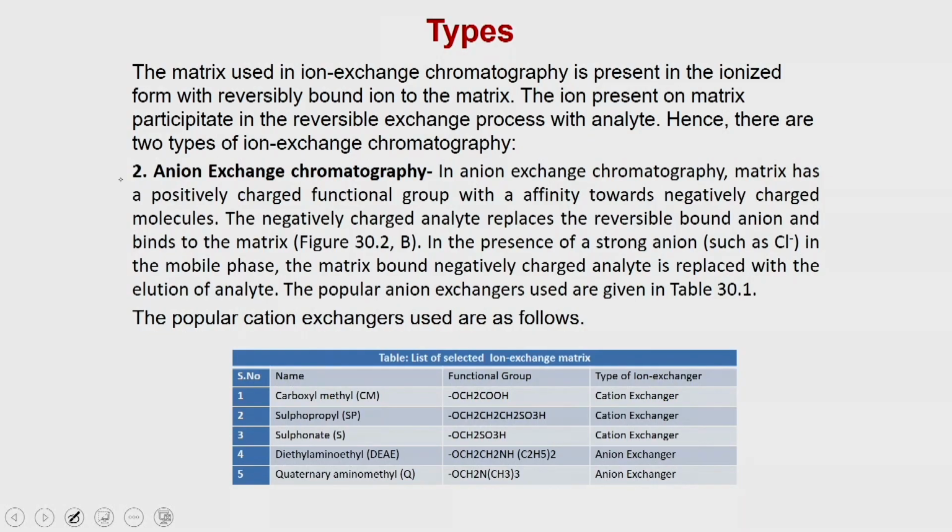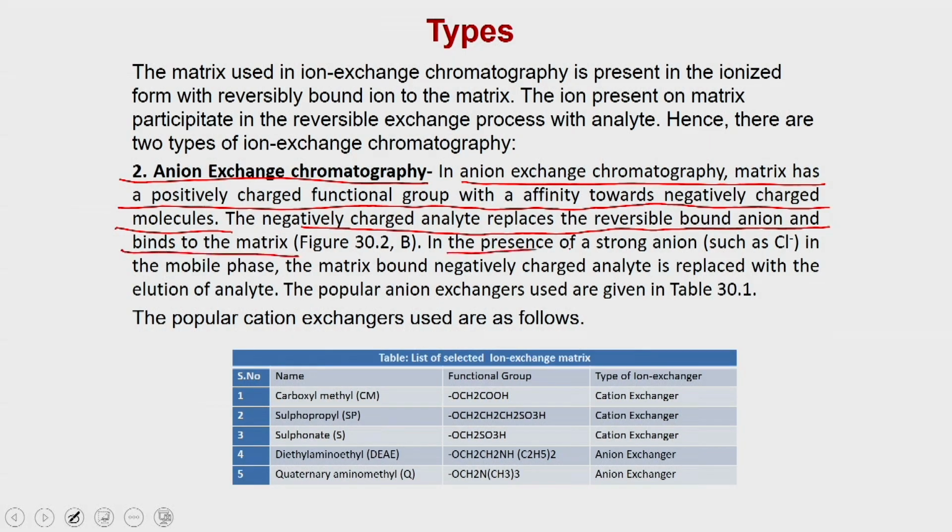Now, in anion exchange chromatography, the matrix has a positively charged functional group with an affinity towards negatively charged molecules. The negatively charged analyte replaces the reversibly bound anion and binds to the matrix. In the presence of a strong anion such as chloride in the mobile phase, the matrix-bound negatively charged analyte is replaced, resulting in elution of the analyte. The popular anion exchangers are DEAE Sepharose, the quaternary amine, or the MonoQ.